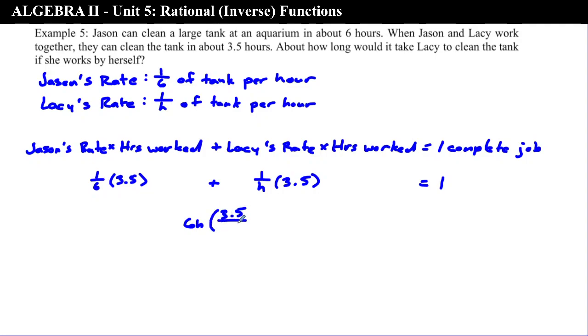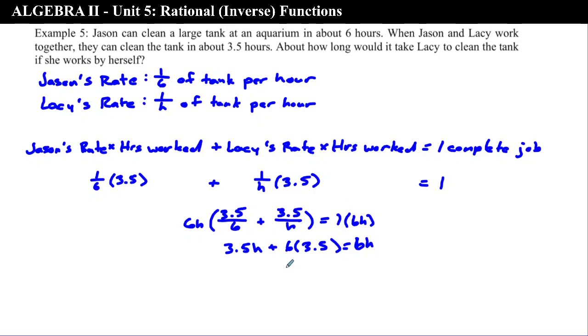So 6h times 3.5 over 6 plus 3.5 over h equals 1. So 6 is a common denominator here. So we've got 3.5h. The 6 is canceled in the first one. The h is canceled in the second one, so we have 6 times 3.5 equals 1. And remember, we have to multiply that 6h on each side, so we actually have 6h on this side.